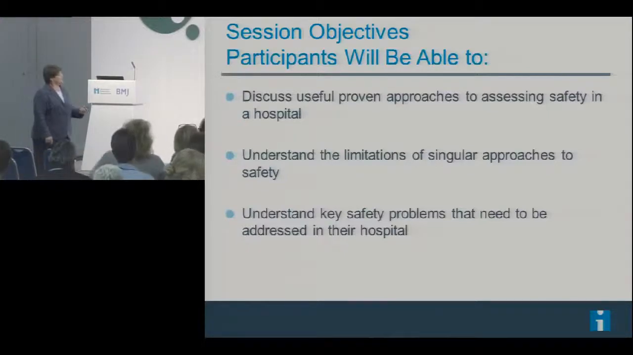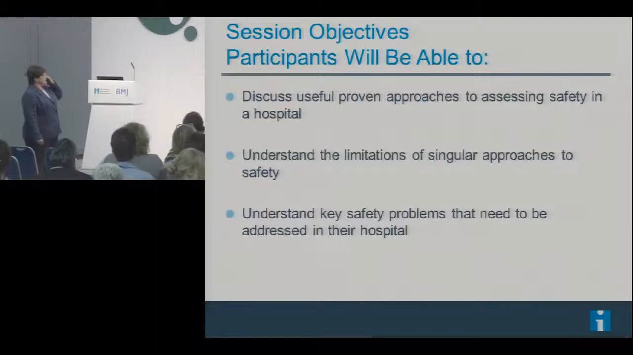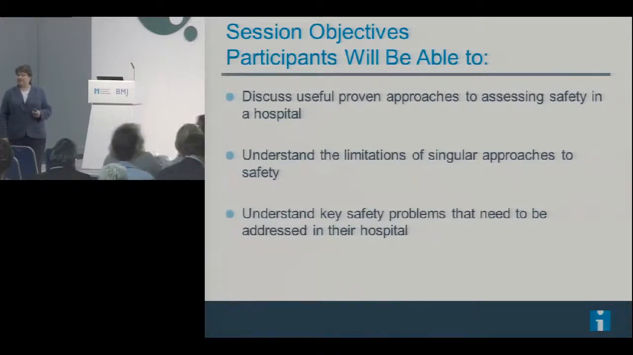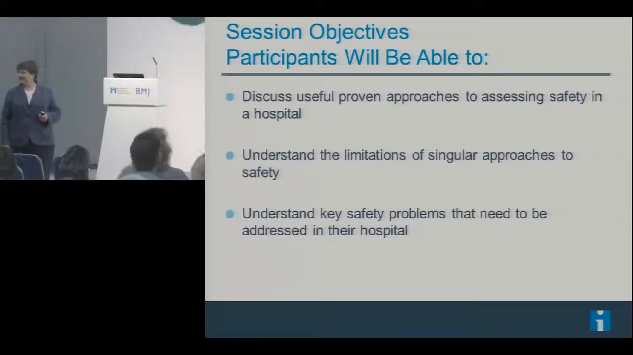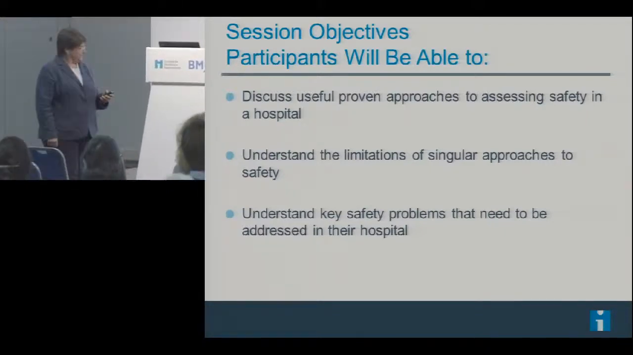Okay, so let's just review why we're here together. We want to look at some proven approaches to assessing safety in a hospital. We want to understand the limitations of any one approach to give us a sense of how safe we are and understand key safety problems that need to be addressed. So it's sort of like the airplane that says, this airplane is going to Boston. If you're not going to Boston, get off now. Okay? So this is where we're going.